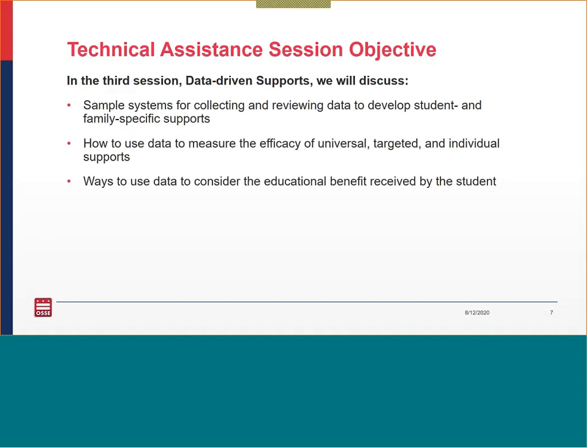So we're going to look at some sample systems and some tools that feed into that system and think about how we can collect and review data at a distance, how we can use that data to measure the efficacy of our universal, targeted, and individual supports as we work our way through continuous education and recovery, and then think about ways to use the data to consider the educational benefit received by students with disabilities so that during the recovery period, you are always documenting how the student's doing and all of your efforts so that post-recovery, when we start making calculations about educational benefit, you will be prepared to do so using data.